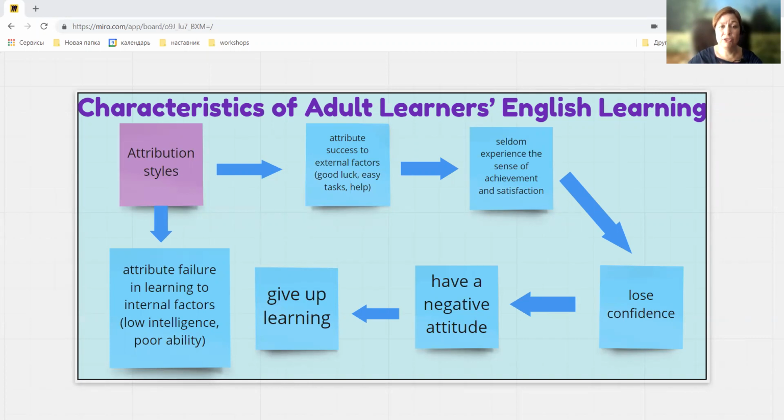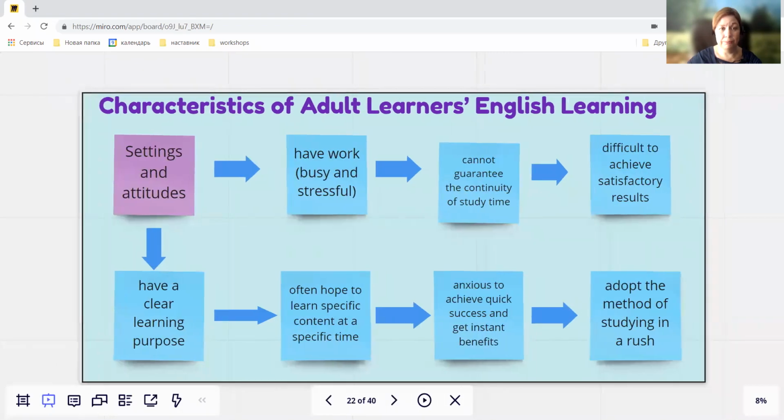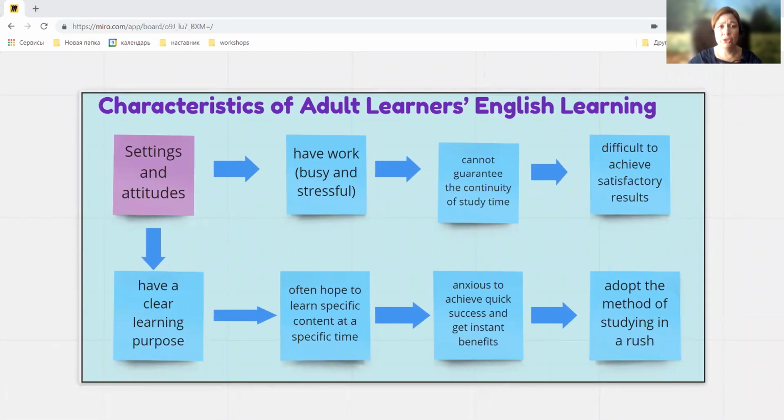This negative way of attribution makes them seldom experience the sense of achievement and satisfaction in learning, lose confidence in their ability to learn English, doubt that their efforts will produce good results, so they often have a negative attitude and give up their efforts. Next, settings and attitudes. Again, please pause the video to read the information on your own and dwell upon it.